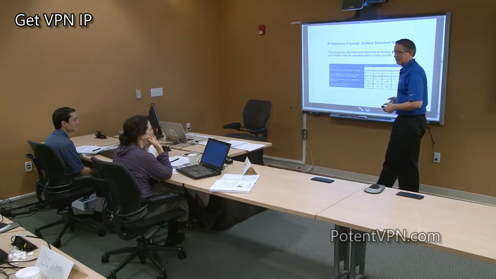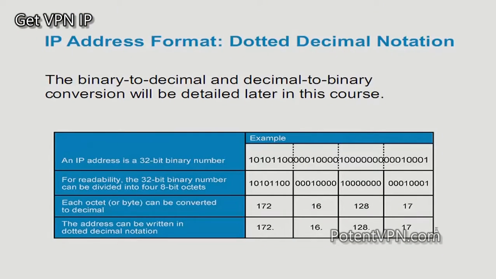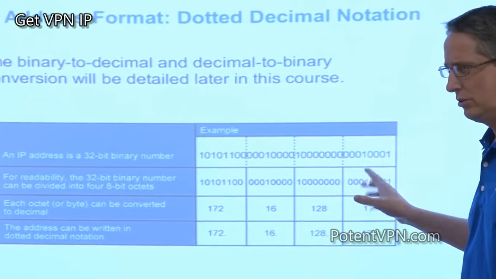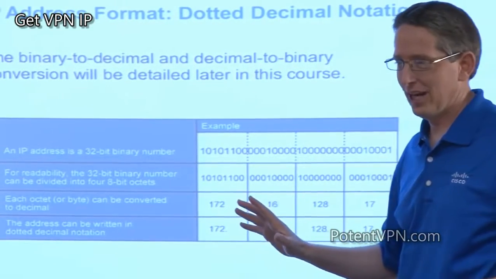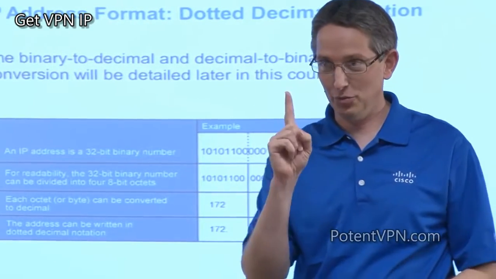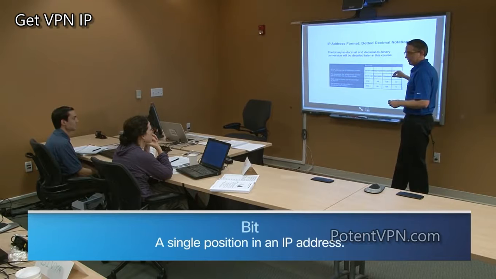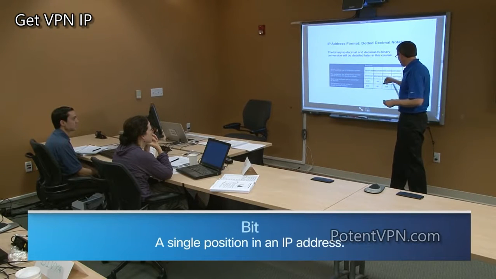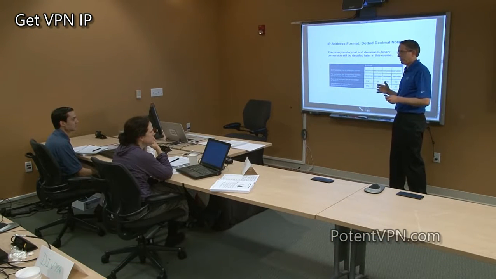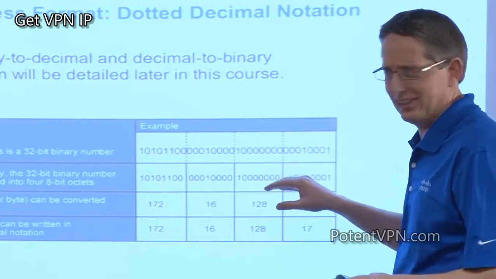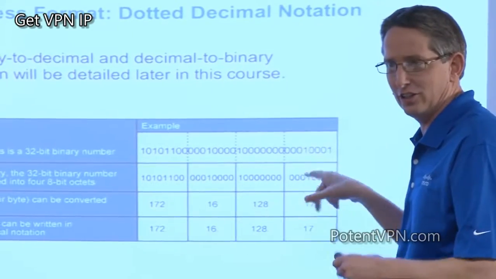We have 32 bits from left to right or right to left. So IP version 4 is 4 separate chunks, and these 4 chunks are going to have 8 bits each. So let's back up for a second and make sure we're comfortable. A bit is just one position, if you will. It's either a 1 or a 0. And if we have 32 bits to begin with, and we have 4 chunks of 8 bits each, what's 4 times 8? 32. I just want to make sure they match. So it's still the same IP address, it just makes it easier to deal with.